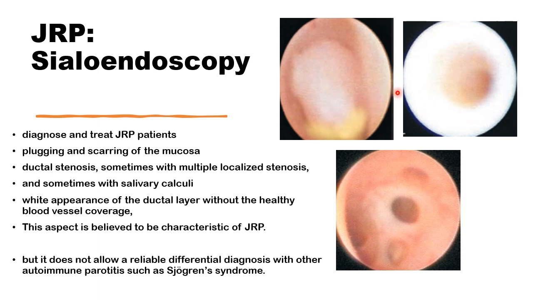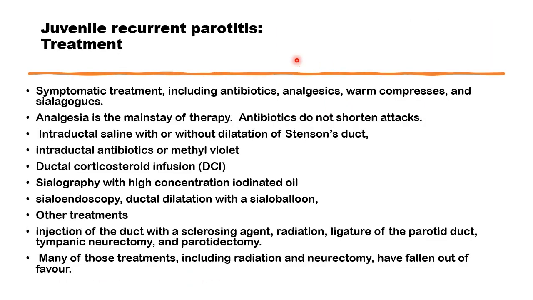It's useful in confirming the diagnosis, but similar features can also be seen in other autoimmune conditions, including Sjogren's disease. And now to the management of juvenile recurrent parotitis, and these include a long list of suggested therapies, including symptomatic treatment with painkillers and antibiotics, analgesics, intraductal injection of saline with or without dilatation of the duct, or instilling antibiotics or antiseptic solutions, or steroids.